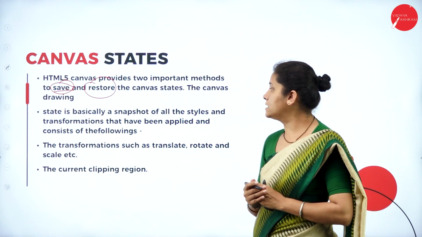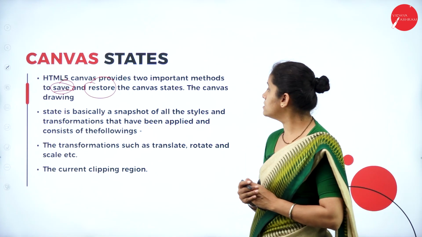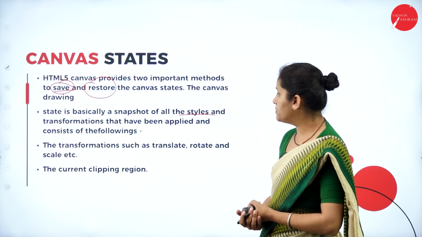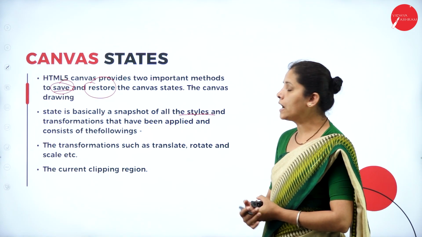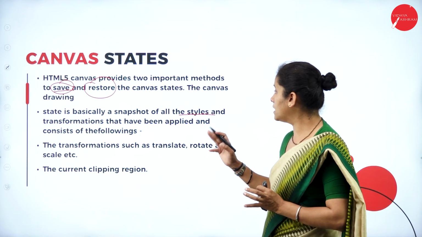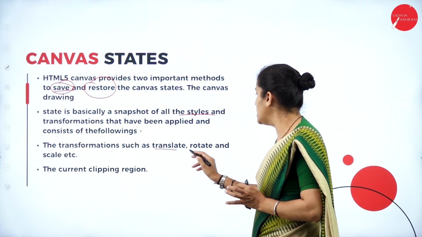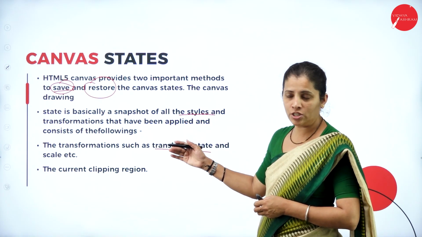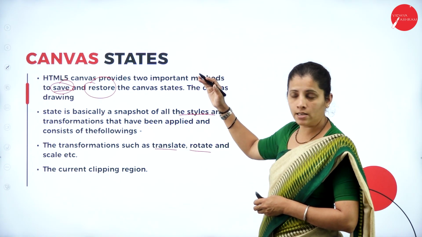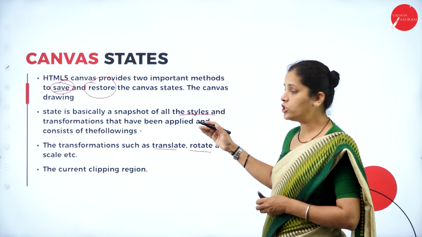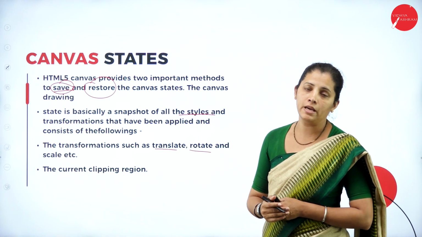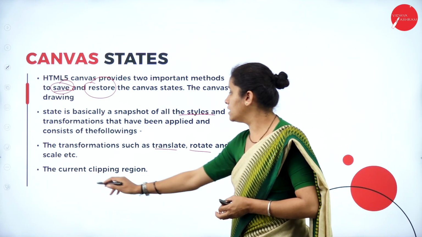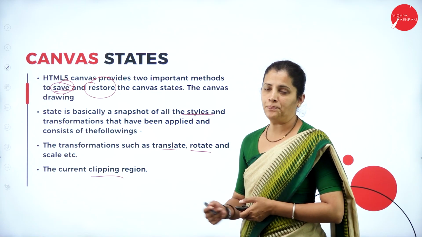Okay, these states are basically a snapshot of all the style and transformations that are applied for, what are the things? That is translate, rotate and scale. So I can have the transformations like translate, rotate the image and scale the image. And I can have the current clipping region.